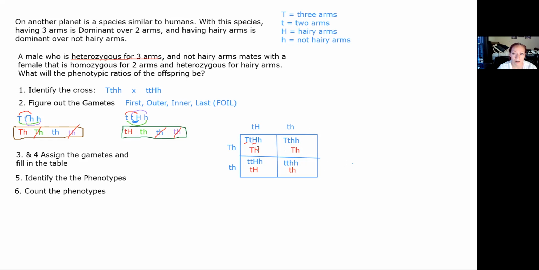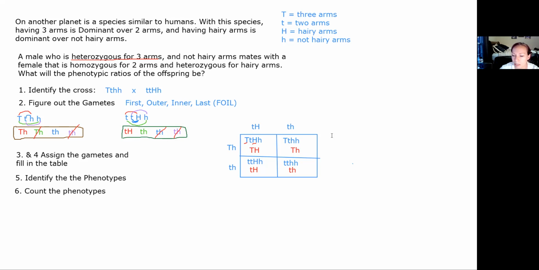So this top left is going to have 3 arms and hairy arms. The top right is going to have 3 arms, but not hairy arms. The bottom left is going to have 2 arms that are hairy. The bottom right is going to have 2 arms that are not hairy. All right, so now we're going to count the phenotypes.